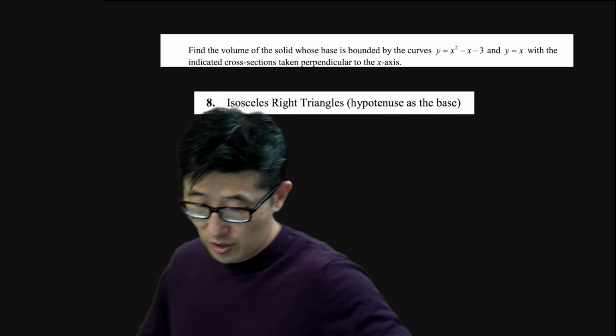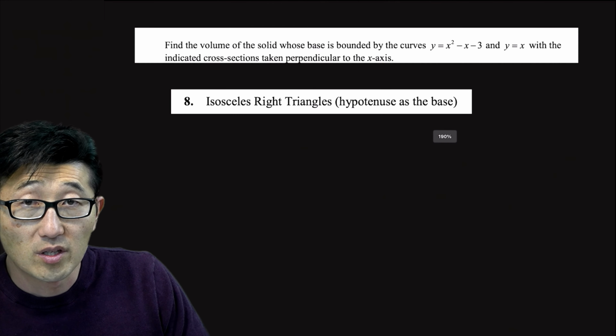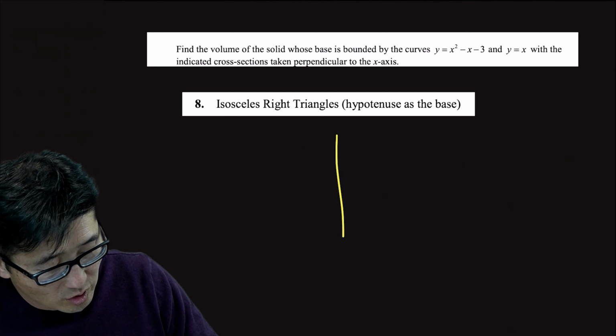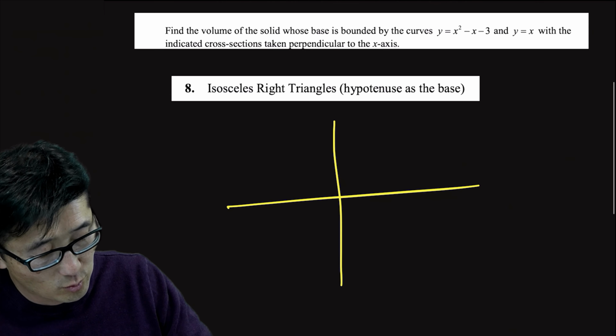Okay, so let's try this last problem. We want to find the volume of a solid whose base is bounded by those curves, and we know what the graph looks like now. We've done it 4 times already. It's the same graph for all 4 problems.